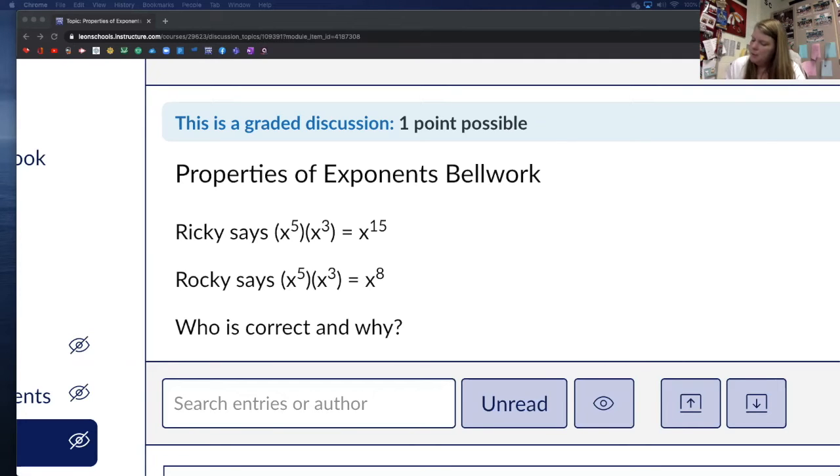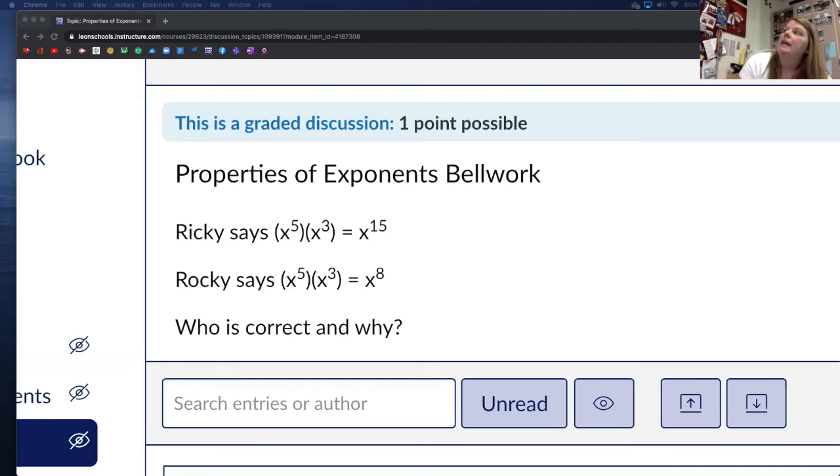Okay, so we're literally split down the middle as far as answers. Who's right, Ricky or Rocky? So you could have done a couple things. You could have remembered the product rule as long as you did it correctly when we were working together, which the product rule says when you are multiplying things that have exponents in them, you actually add the exponents together.